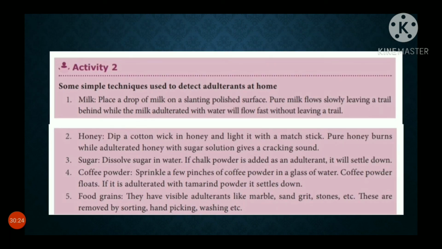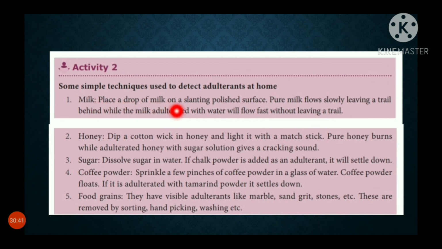Next is, students, a small activity. You can do it in your home. Take a picture and send it to your class teacher so that they can share it with me. The first one is milk. How do you check whether the milk is good or bad?